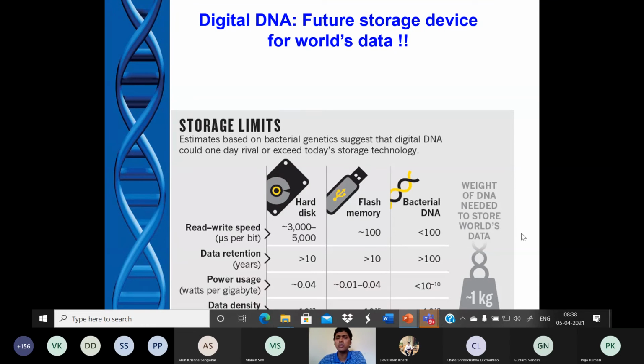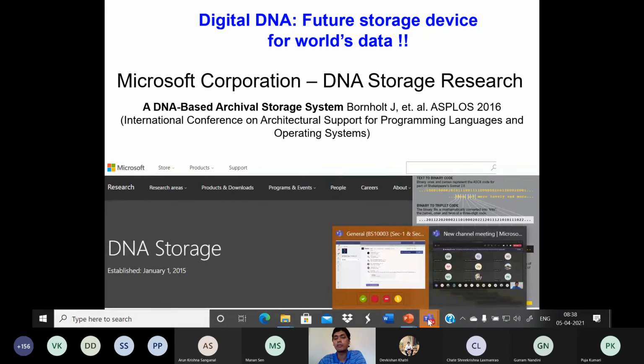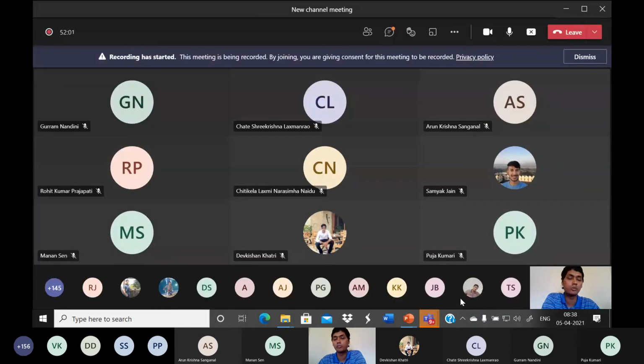Now, I told you that Microsoft Corporation started a DNA storage research project, and you can see it here. I'm not going through it. In the article I will send you, you will find that they tried to encode one poem from Shakespeare's book in DNA. That information was actually coded in DNA itself, and I'm sure there is more advancement already.